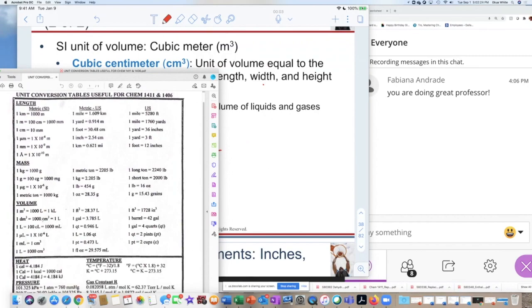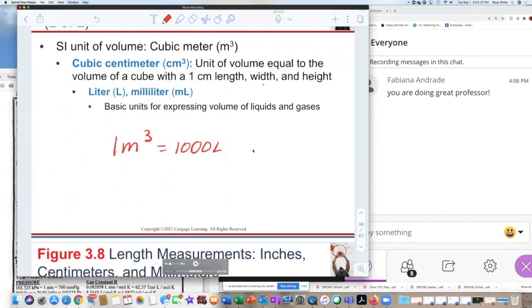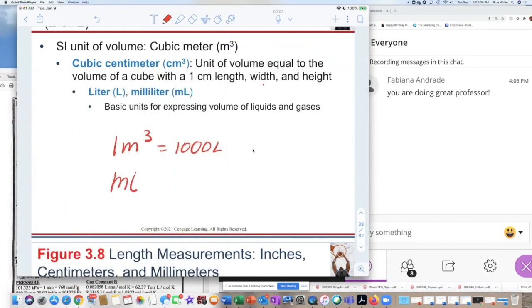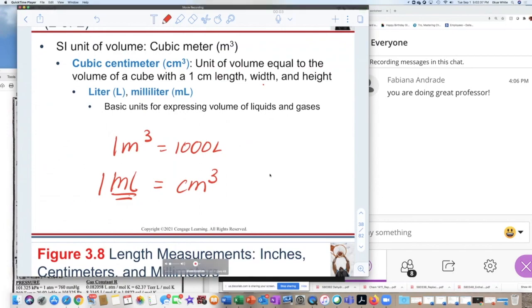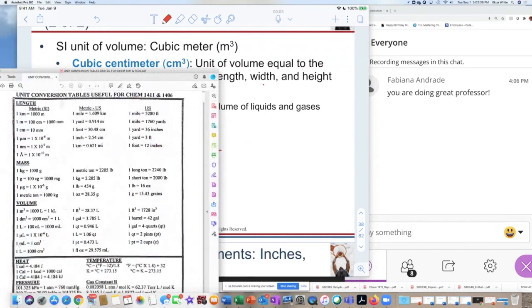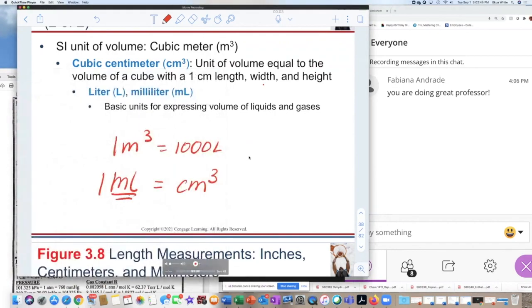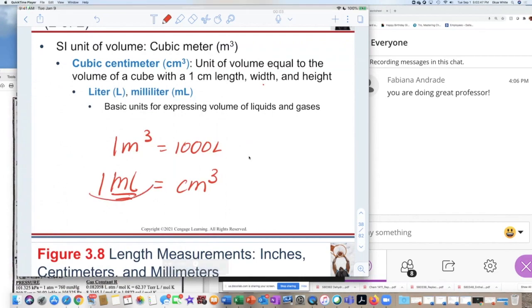So once again, just be aware, most of the time in the lab when we're measuring volumes, we measure it in milliliters. 1 milliliter equal to 1 centimeter cubed. So just be aware of that. It's a conversion factor right here. So in the lab, we tend to measure volumes in milliliters, and then as needed, we convert it to centimeter cubed. 1 milliliter equal 1 centimeter cubed. So just be aware of that.